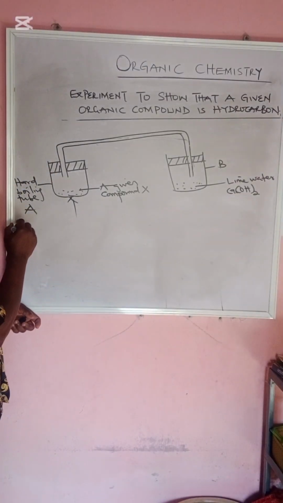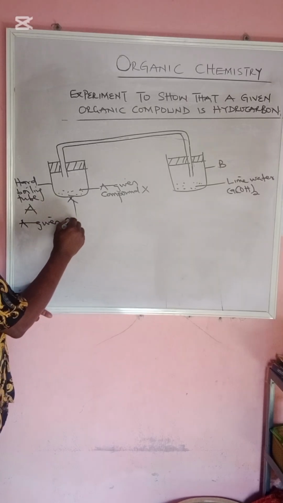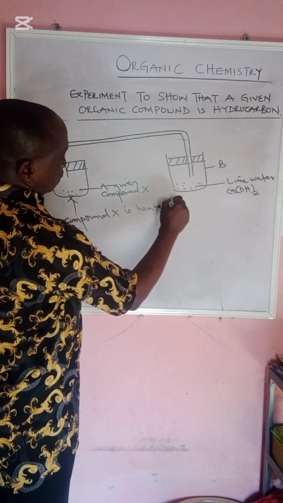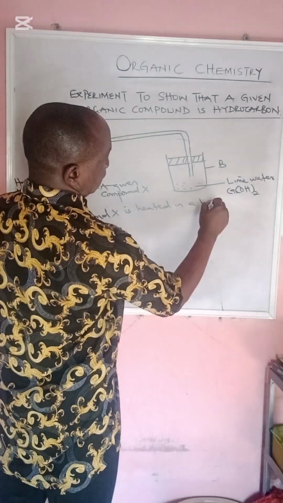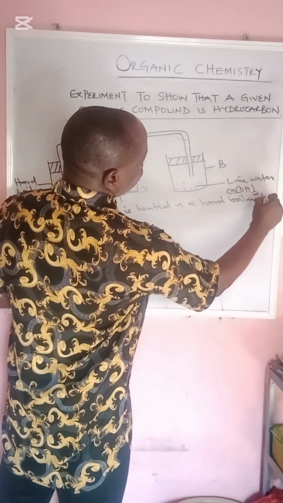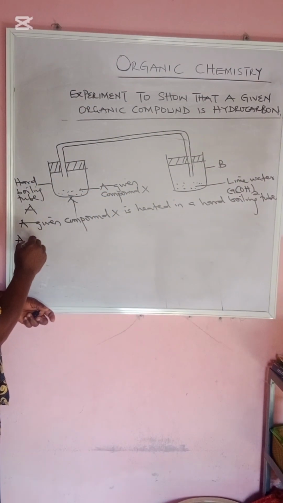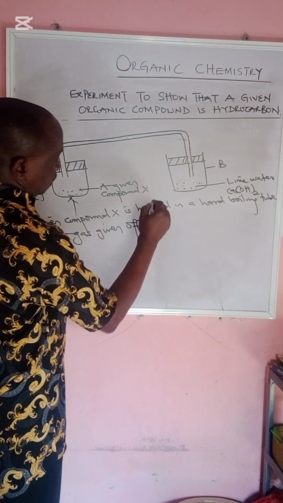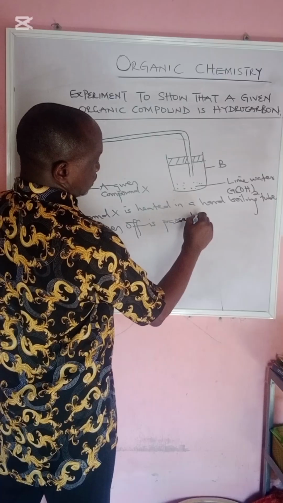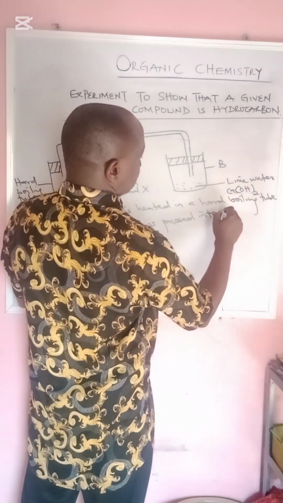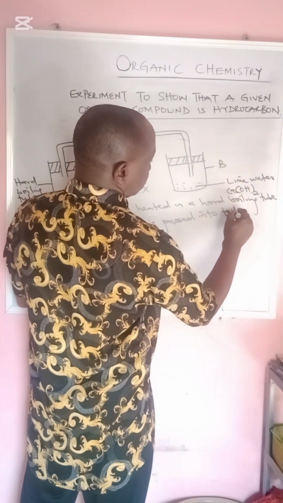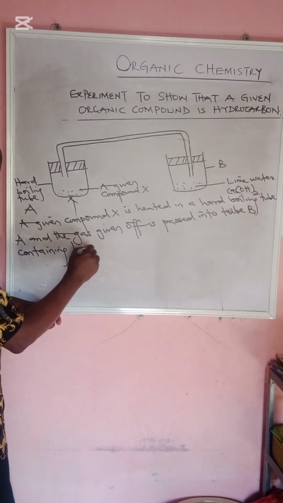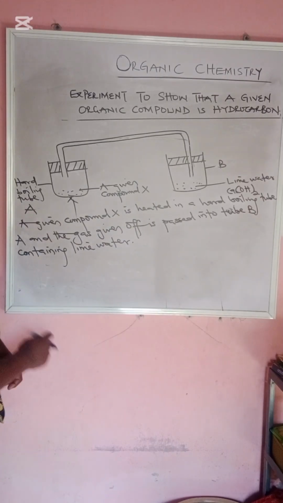So a given organic compound X is heated in a hard boiling tube A, and the gas given off is passed into tube B containing lime water.